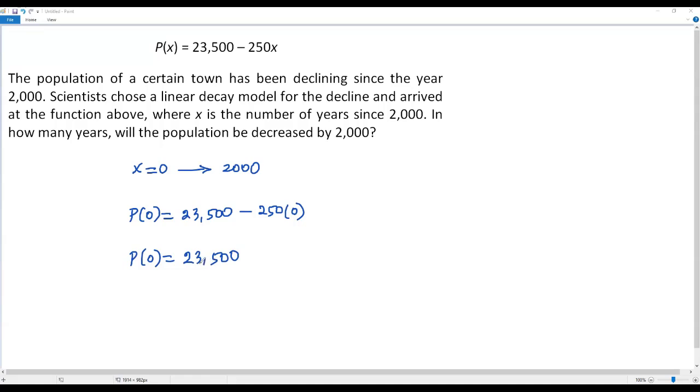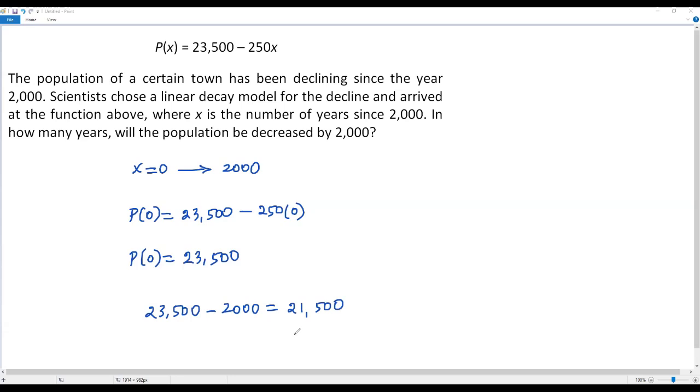But we have to find the number of years it will take for the population to be decreased by 2000. If this population is decreased by 2000, what is the new population? For that, we have to subtract this 2000 from this 23,500. So 23,500 negative 2000 is equal to 21,500. So after the population 23,500 is decreased by 2000, the new population is 21,500.